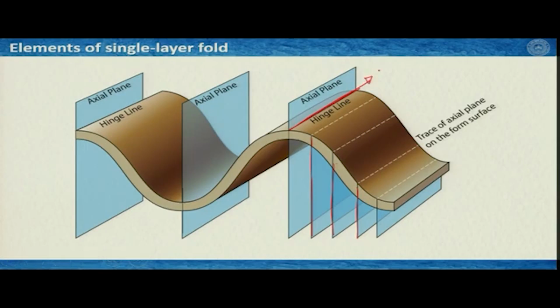This also defines the fold axis. Now, these planes parallel to the axial plane, when they intersect this fold surface, are intersection lineations, or you can call them the trace of axial plane on the fold surface, and they also define the fold axis of this folded structure. We will learn more about it, and we will see how we can use them in analyzing a complex folded structure and so on.